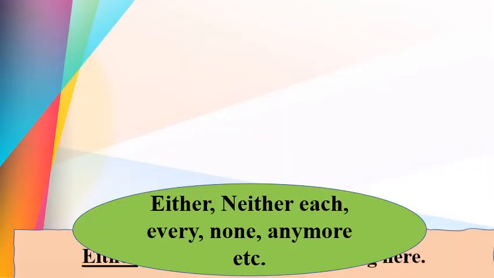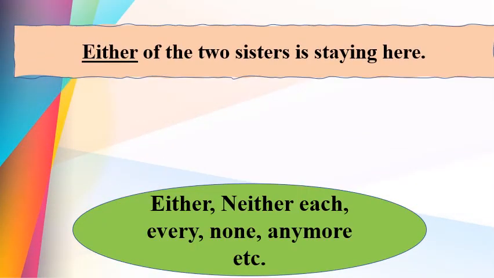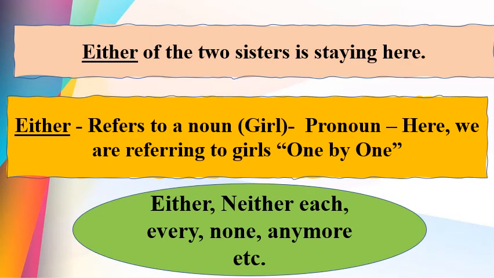Let us see. Each of the two sisters is staying here. Either of the two sisters is staying here. You can say either is there and "is" is also there. So what I was saying earlier, that it should be followed by a singular verb, that is "is". And either here is the distributive pronoun. Why is it a distributive pronoun? Because here either is referring to a noun, that is girl. Sisters are there, and either is referring to a noun, that is girl.